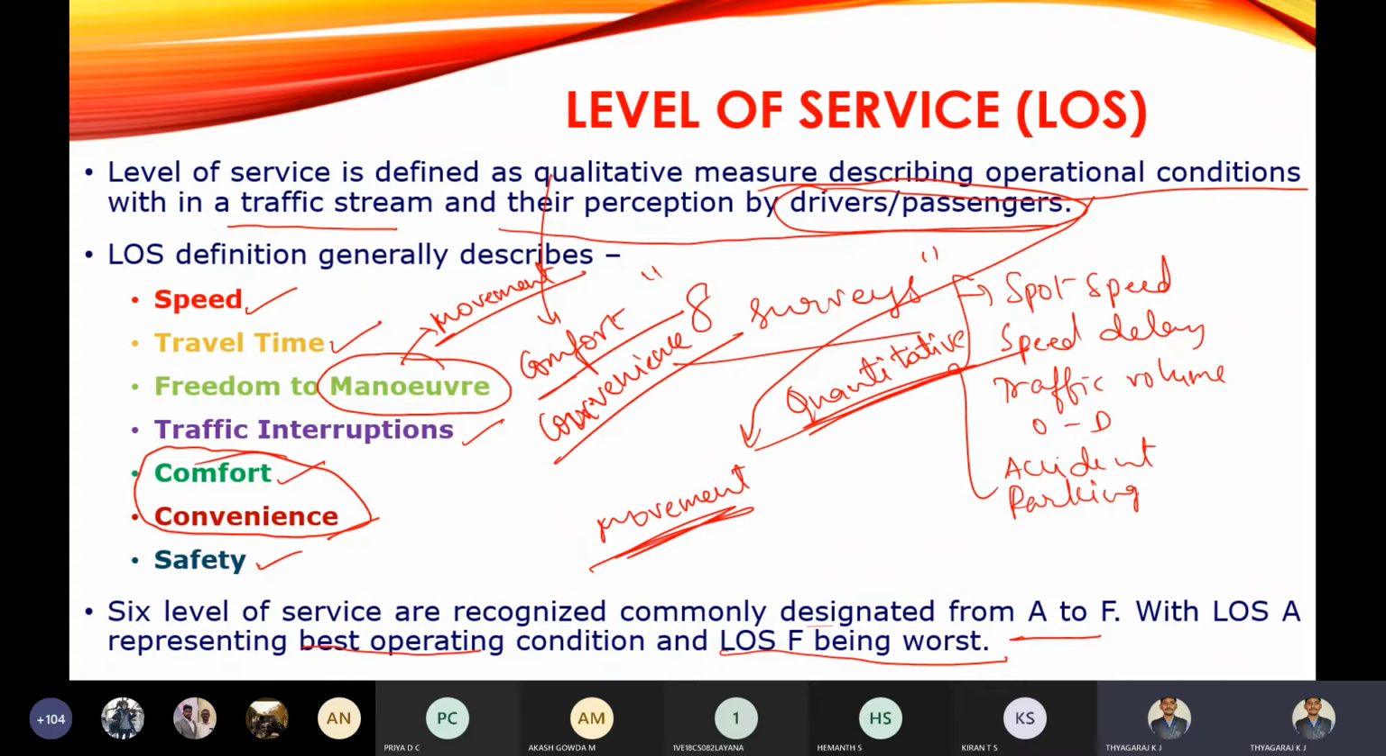Is it clear? Level of service is a qualitative measure describing the operation, that is, freedom to move. The freedom of movement can be assessed using this level of service. Is it clear? Kindly respond. You can unmute yourself and answer, or you can leave a message.